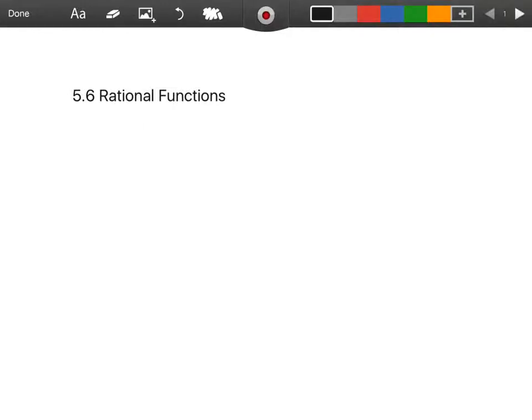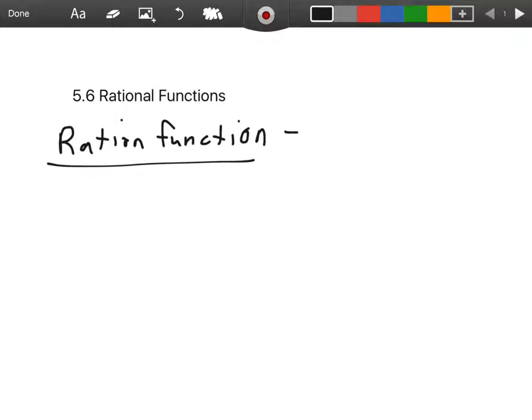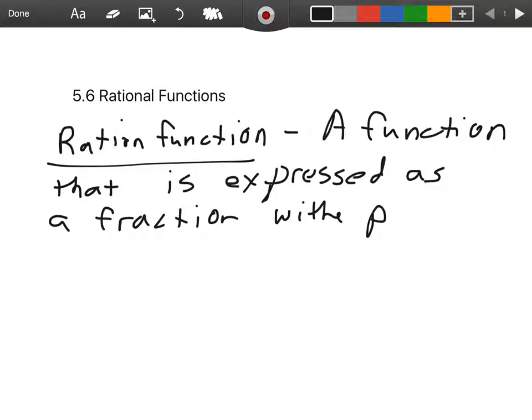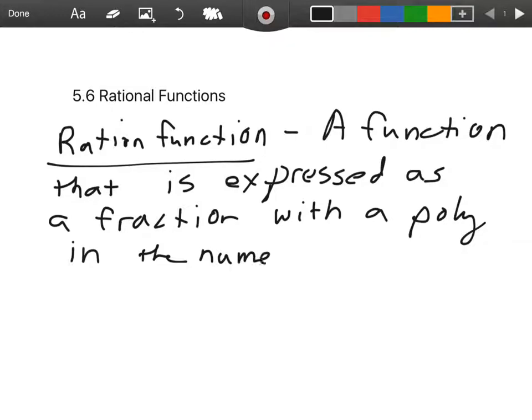Section 5.6 is over rational functions. So a rational function is a function that is expressed as a fraction with a polynomial in the numerator and denominator.